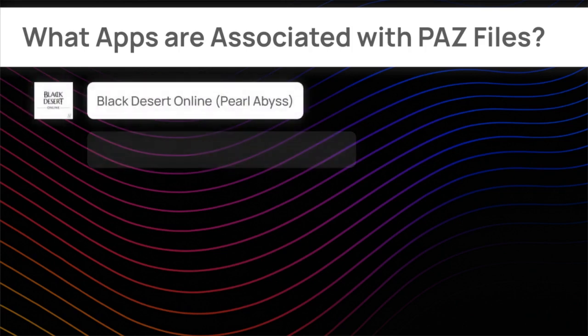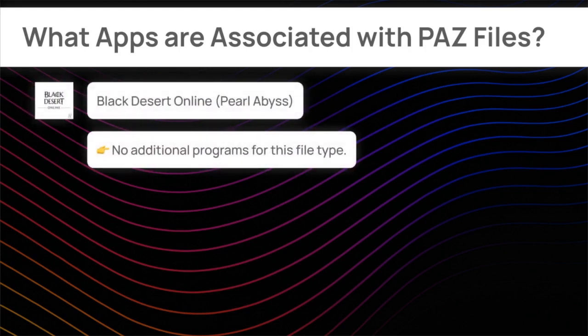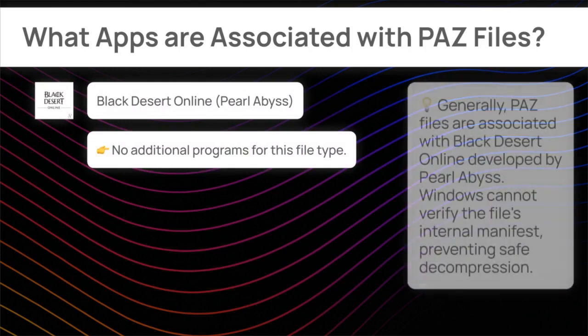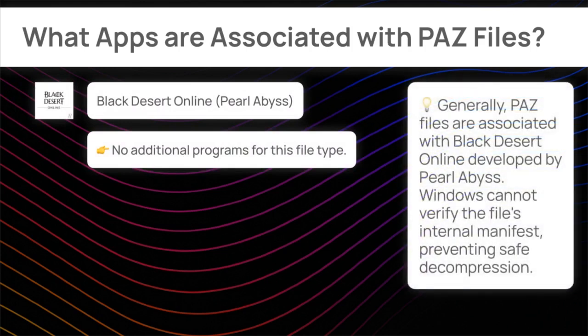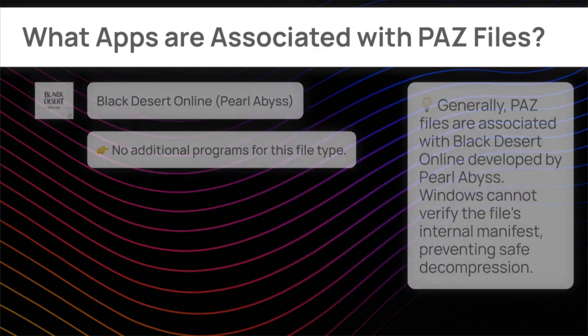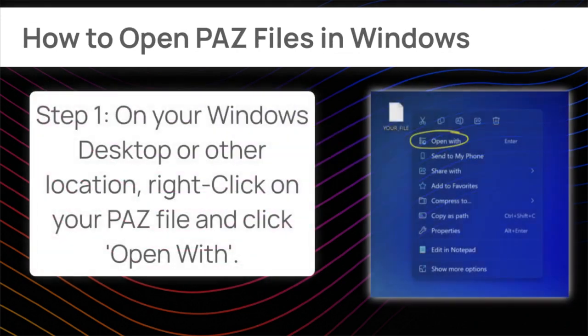The PAZ format has primary linkage to the Black Desert Online application by Perl Abyss. Windows cannot verify the file's internal manifest, preventing safe decompression. Windows may detect the archive, but full unpacking must be done with decompression utilities. The problem is often a missing file hook.